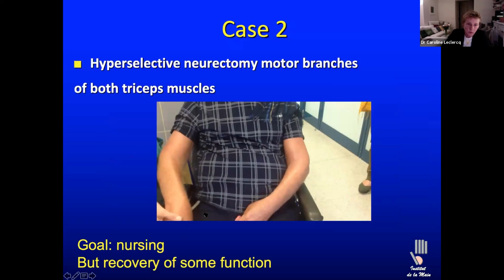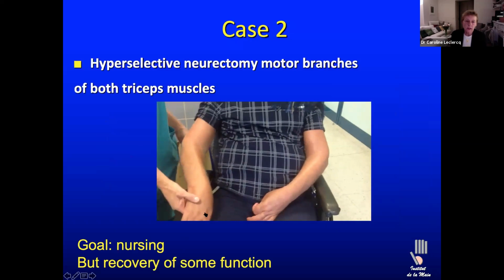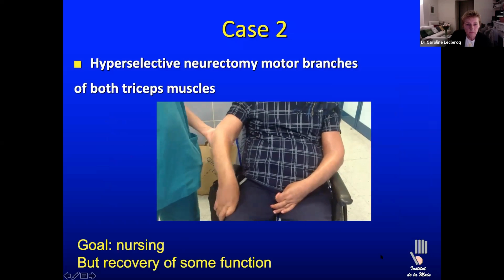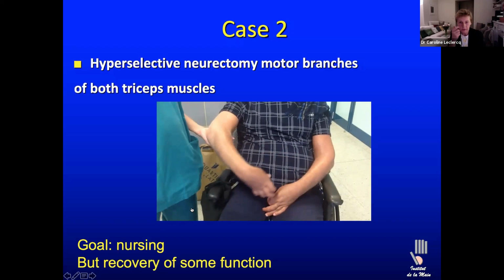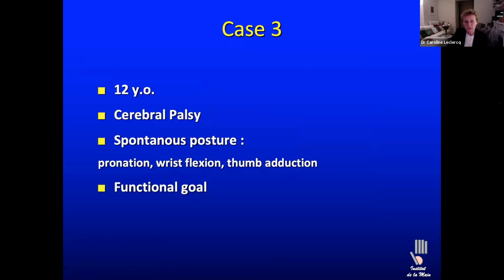And although our goal was only nursing, I'm sorry, I did something wrong. So sorry. Well, you're going to have to believe me on that. He regained some very nice active flexion of the elbow. Something is not working well here, I'm sorry. And next thing he asked was some improvement of the hand, because now with a functioning elbow, he could hope for some function in the hand.